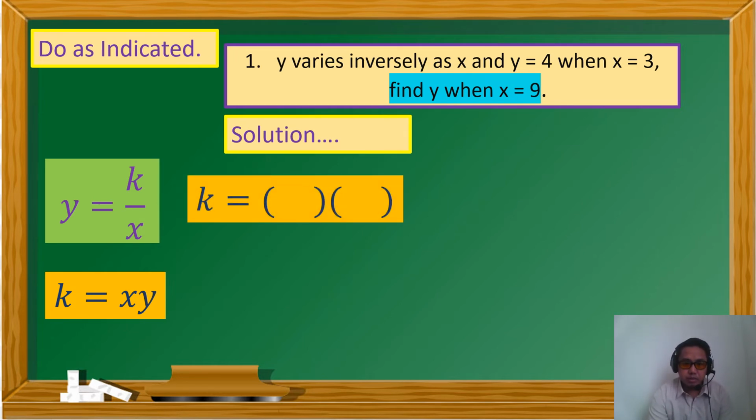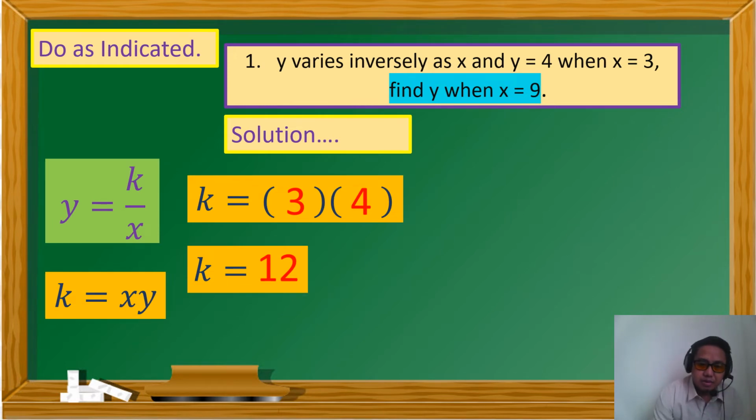So, k is equal to x times y. So, our x will be 3. So, 3 times 4. So, k, or the constant of variation, will be equal to 3 times 4, which is 12. So, that will be your constant of variation. And the first step is to get the constant of variation.